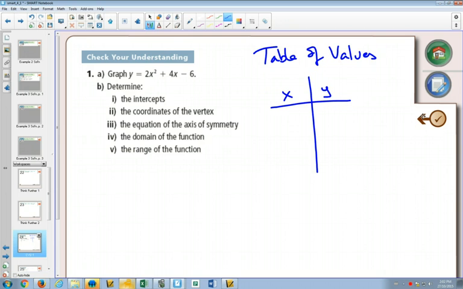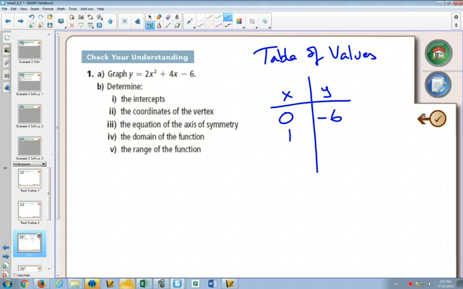A parabola is a little bit different because you're trying to find a vertex and you're trying to find some symmetry. So we start by putting in some values, and you can go until you find some sort of symmetry. I find that plugging in 0 is always the easiest one to start with. What happens when I plug in 0? I get -6, because it's going to be 0 plus 4x minus 6 gives me -6.